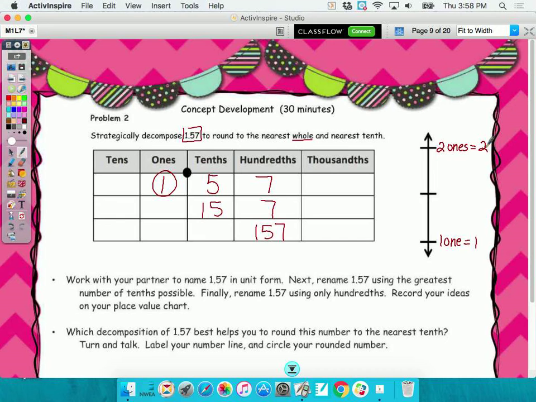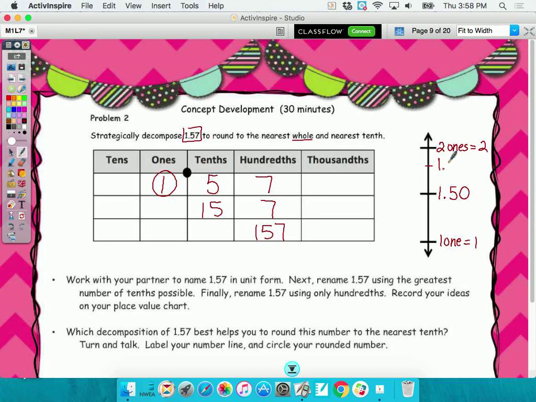What's halfway between 1 and 2, boys and girls? 1 and 1/2, or 1 and 5 tenths. The number I'm rounding just happens to go to the hundredths place. So I need to fill in with a 0 on my midpoint so that I am comparing hundredths to hundredths. So 1.50, or 1 and 50 hundredths, compared to 1 and 57 hundredths.